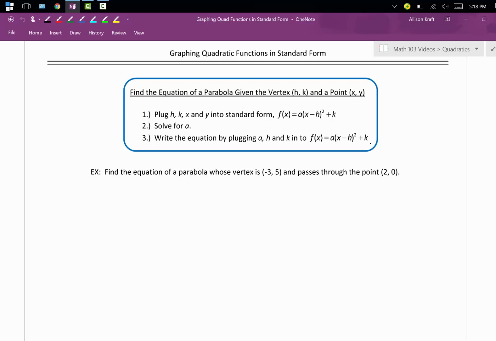Then we write the equation by plugging the a that we found and the given h, k into our standard form. This is a similar technique to writing equations of a line using y equals mx plus b, where you plug in numbers, solve for b, and then rewrite the equation, but do not plug in numbers for x and y.